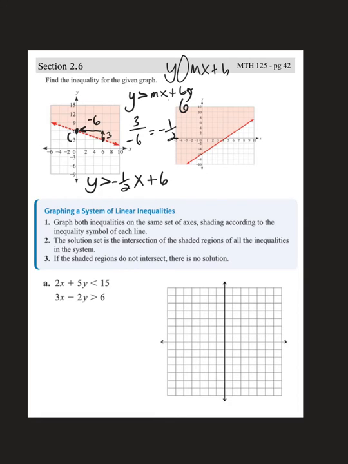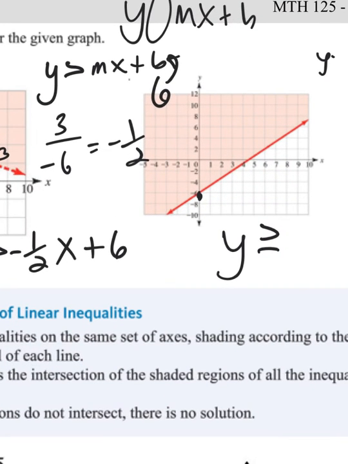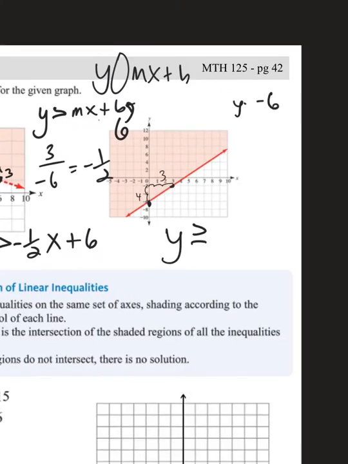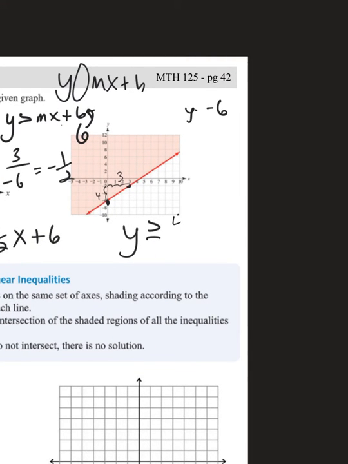Let's look at the next one. I'm going to start with y. This is greater and equal. Greater is shaded up, equal because it's a solid line. It looks like my y-intercept is -6. It looks like my slope, if I were to zoom in here pretty good, let's go right here, rise 4, 1, 2, 3, you're running 3, so you're rising 4/3. y is greater than or equal to 4/3x minus 6.